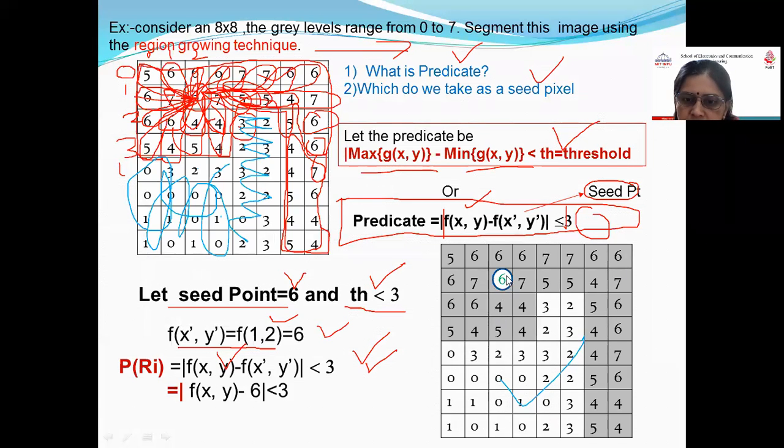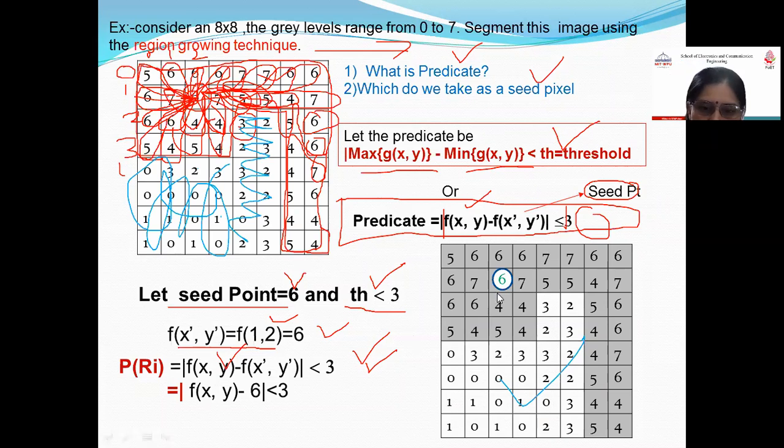Say the seed is given, which is circled; this green number 6 is used as the seed. Here we use the predicate or similarity criterion as: the pixel under consideration f(x,y) minus the seed point f(x',y') should be less than or equal to 3. So this is the predicate.